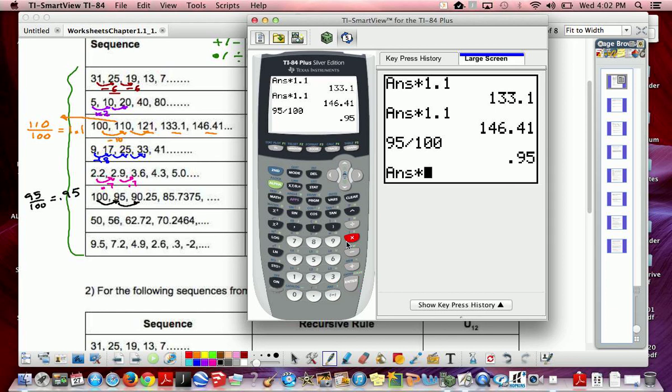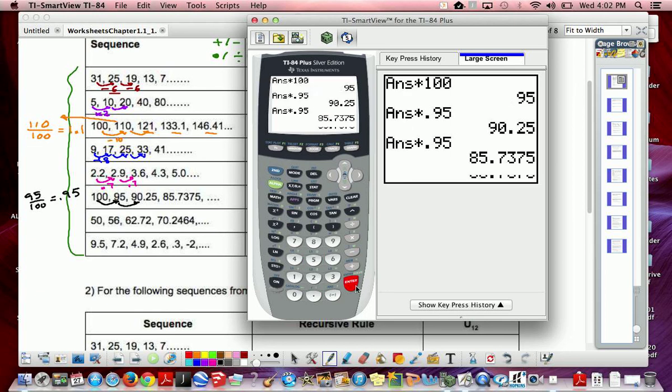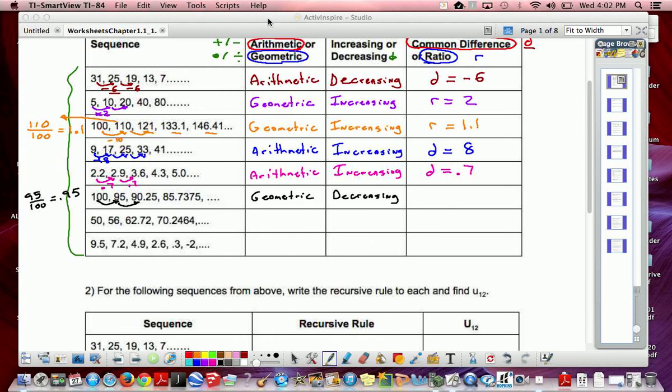So I'm going to take that 0.95 times it by 100. That was my first term. 95, I get the second term. Times it by 0.95 again. Sure enough, 90.25, 85.735. It looks beautiful. So my common ratio definitely was 0.95.